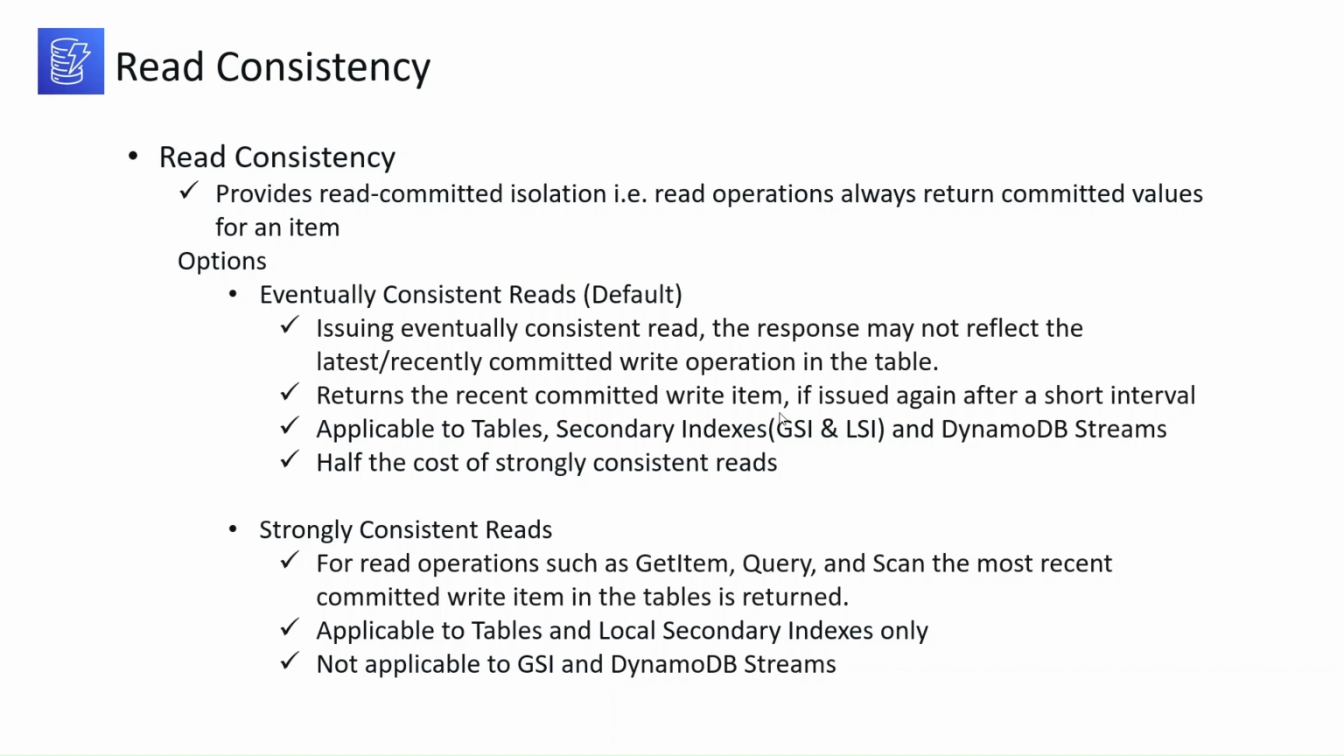Next, let's see about strongly consistent reads. Read operations such as getItem, query, and scan on the DynamoDB table return a response with the most up-to-date data, consisting of all successful prior write operations. Strongly consistent reads support tables and local secondary indexes and do not support a global secondary index or a DynamoDB stream.